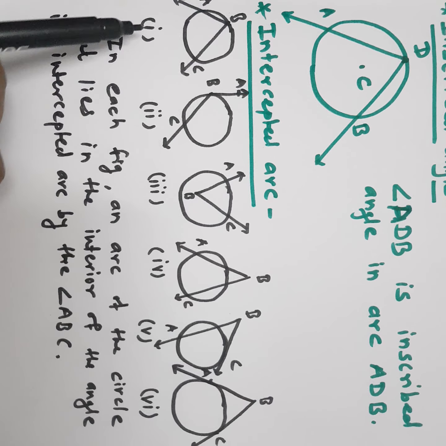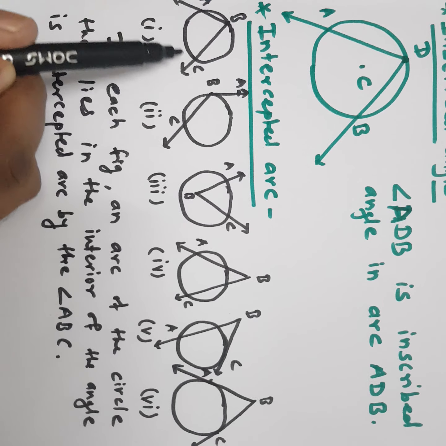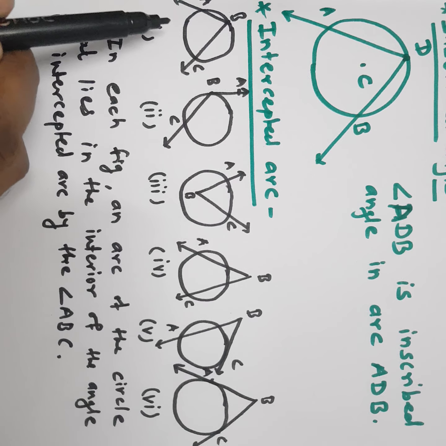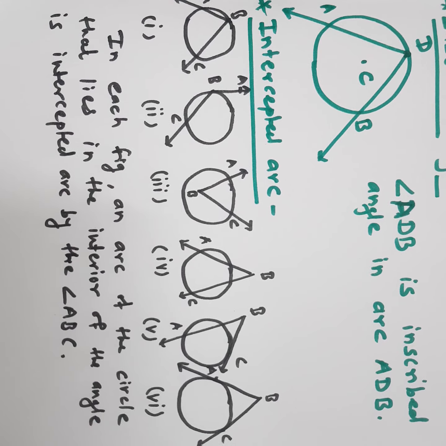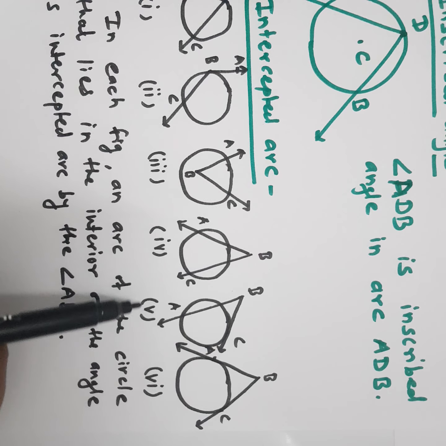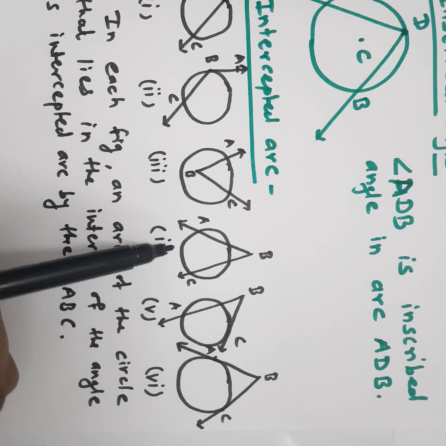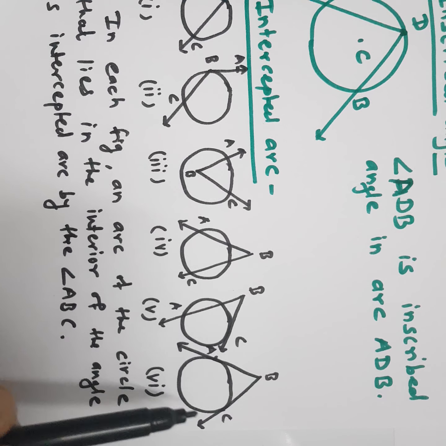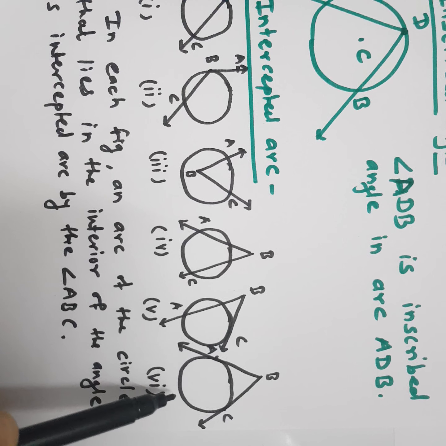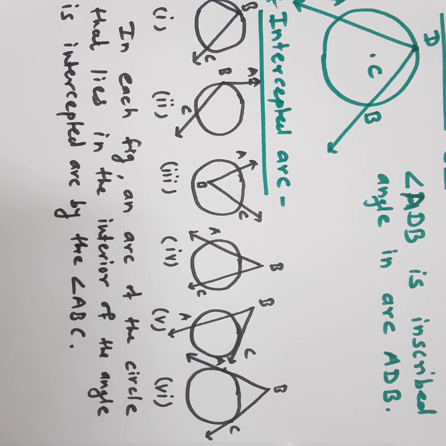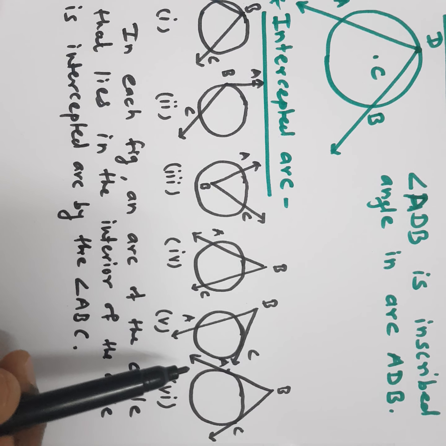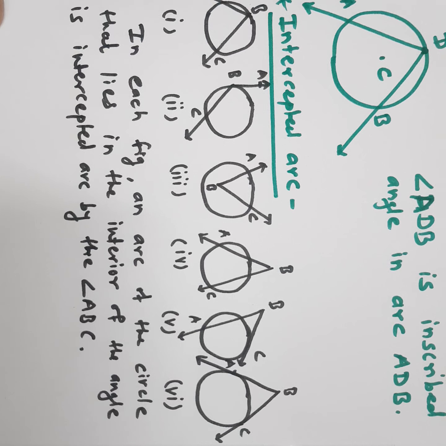Here in figures 1, 2 and 3 there is only one arc in the interior of the angle. This means there is only one arc intercepted by the angle. But in figures 4, 5 and 6 there are two arcs. Here in figure 4 these two arcs are there. In figure 5 there are also two arcs, and in figure 6 there are also two arcs in the interior of the angle. Therefore in figures 4, 5 and 6 there are two arcs intercepted by the angle.